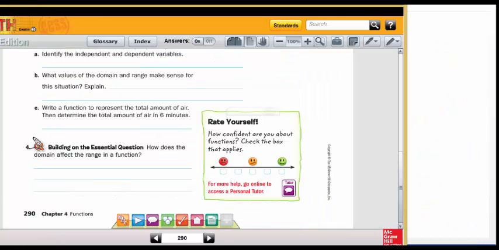Problem number 4, building on the essential question, how does the domain affect the range in a function? Well, the domain affects the range in that just about any value is possible for the domain, and the range is dependent on those particular values that you choose for your input. The range is the output, and therefore it is dependent on the domain.